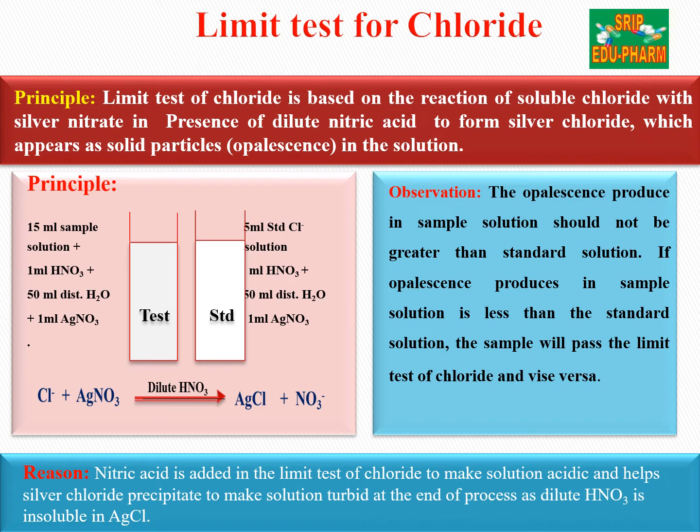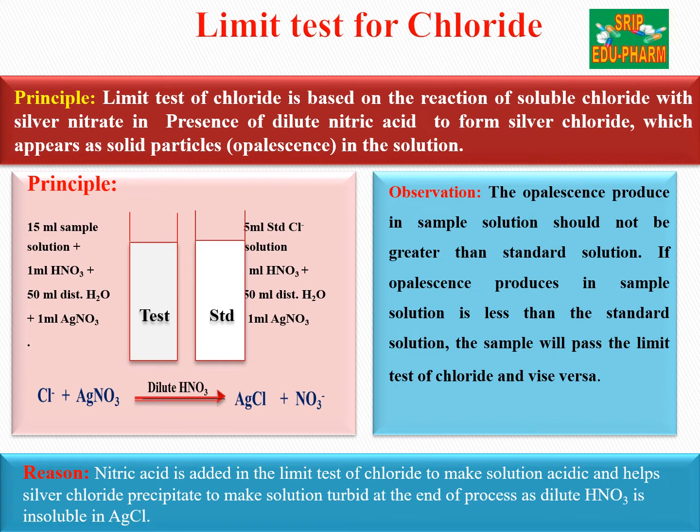Then in both the Nessler cylinders add 1 ml of nitric acid and dilute up to 50 ml with water. After that add 1 ml of silver nitrate solution and keep both the Nessler cylinders aside for 5 minutes, and observe the opalescence produced in the solution and compare with the standard solution.